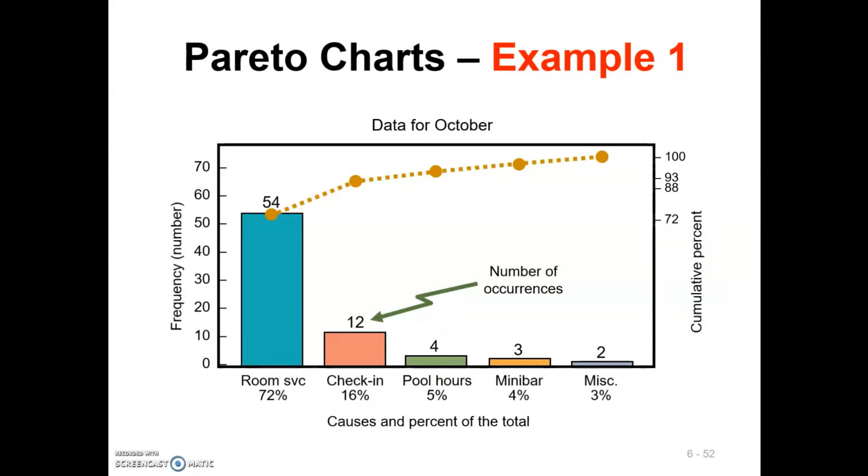So this Pareto chart is an excellent choice for this analysis, because now we can identify that the majority of the issues come from room service. So in this case, 72% of the calls were the result of one cause, which is room service. So the majority of complaints can be eliminated when this one cause is corrected. Okay, so that's the conclusion that we can make.